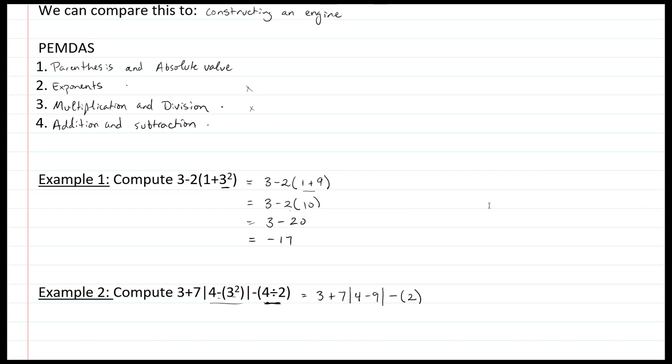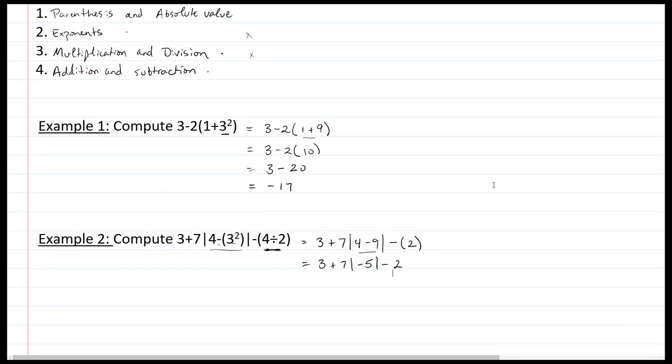So we've taken care of that parentheses. Now we look, do we have any more parentheses? Yes, we have to take care of the 4 minus 9 on the inside of the absolute value. So 3 plus 7 times the absolute value of negative 5 minus 2 is what we're left with. So now we take care of our absolute value finally. The absolute value of negative 5 is just 5, so this becomes 3 plus 7 times 5 minus 2.